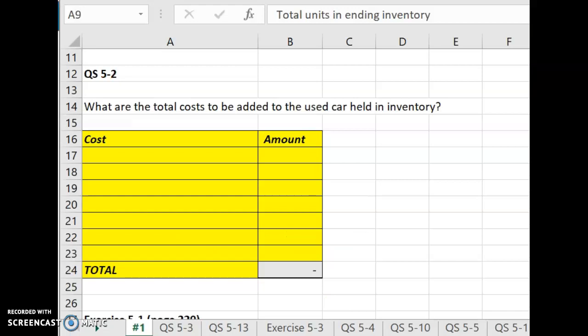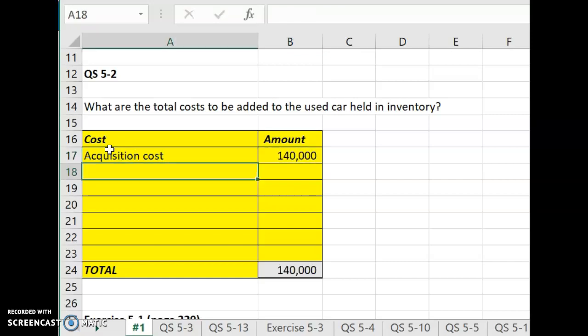In QS 5.2, we have a car dealer with terms FOB shipping point, and we're to determine the total inventory costs assigned to the used car that was purchased. So our first cost that we know is what it costs to acquire that used car. We call that the acquisition cost. And that amount was $14,000. We're going to add to that some additional costs. So which of these costs should be added to our inventory?